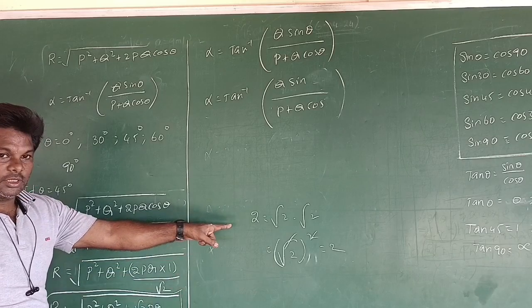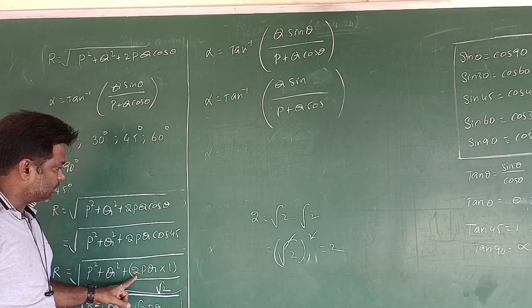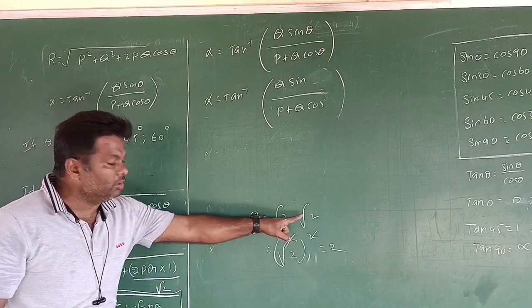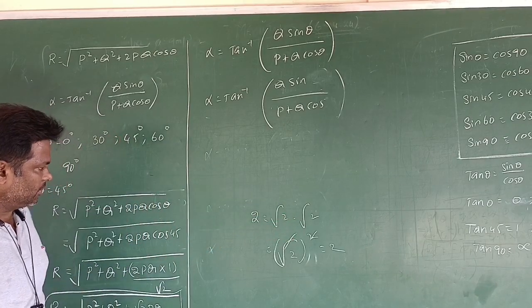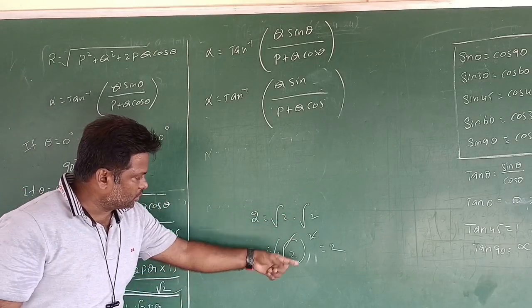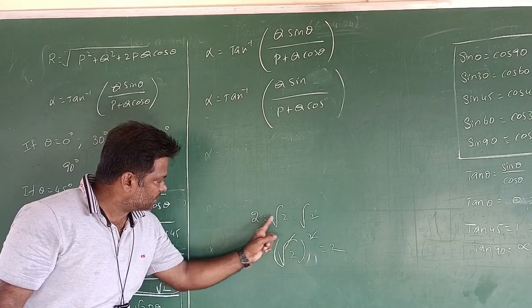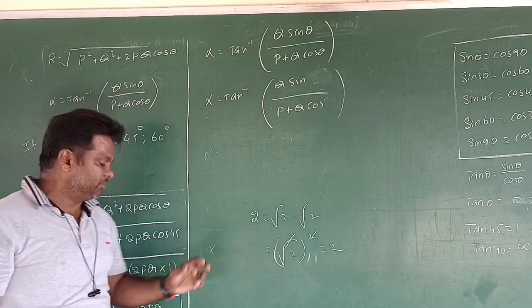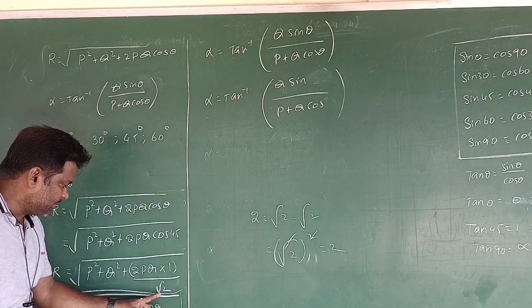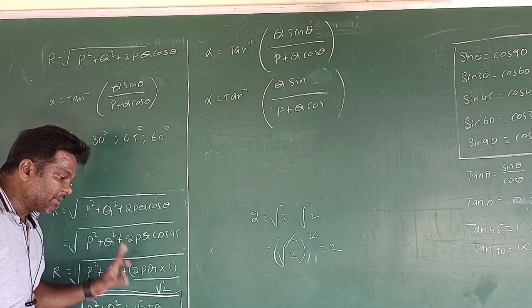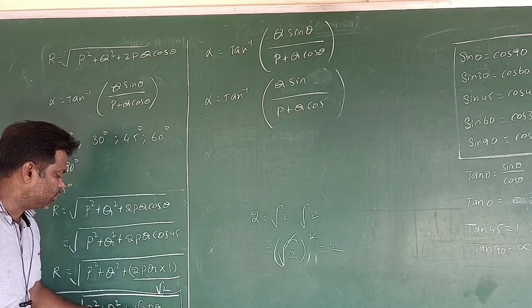Just observe this hint. Instead of writing 2, what I am writing here is root 2 into root 2. You know the value of root 2 into root 2 is root 2 whole square, which equals 2. That's why instead of writing 2, I am writing root 2 into root 2. So one root 2 will get cancelled with the denominator, and another root 2 into PQ will remain.